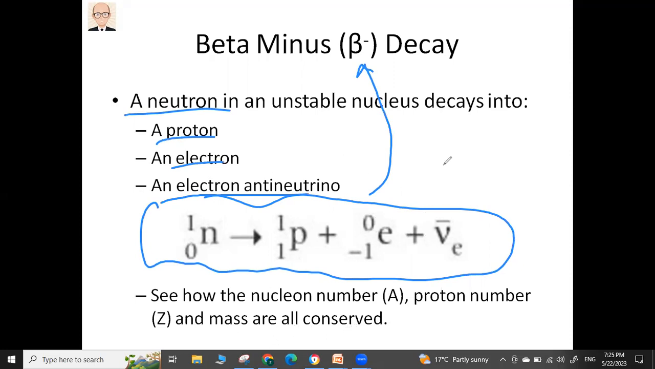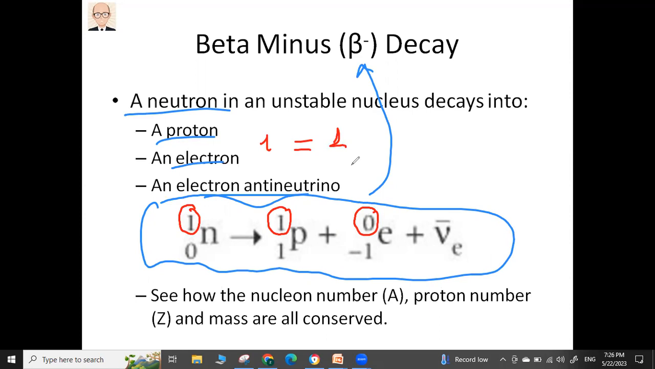If we look at beta minus decay, we can easily see that the total nucleon number or mass number on the left side before the arrow must be equal to the mass number on the right side after the arrow. So let's check. Before the arrow, the nucleon number on the left side is 1. So that 1 must be equal to the total nucleon number on the right side. Let's add them: 1 plus 0 is 1. So 1 is equal to 1, which means the nucleon numbers are equal on both sides.